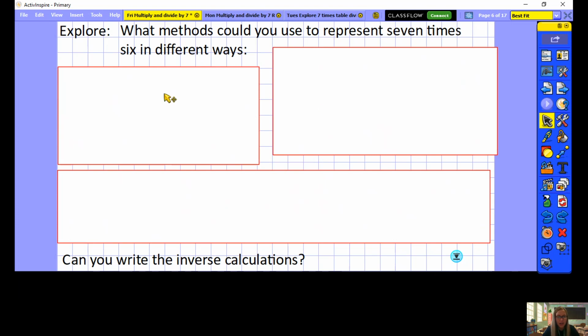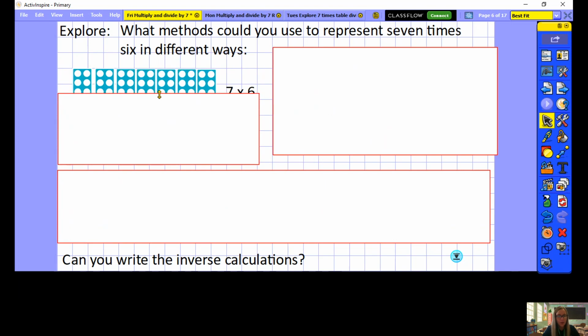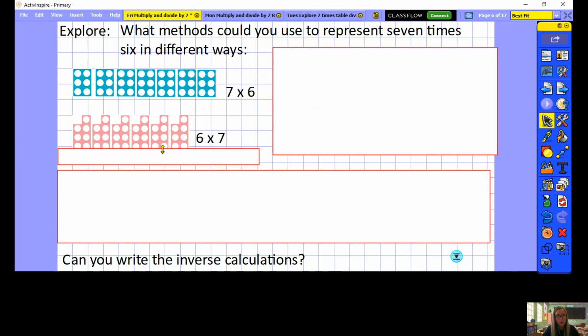Okay, so let's see what you came up with. So your pictorial, of course, you may have drawn something completely different. I've got some little Numicon blocks here. You could have used different shapes. Again, you could have used hexagons to represent shapes with 6 sides, or heptagons. But so here I've got 7 times 6 and 6 times 7.